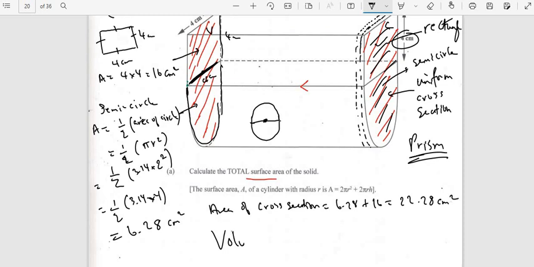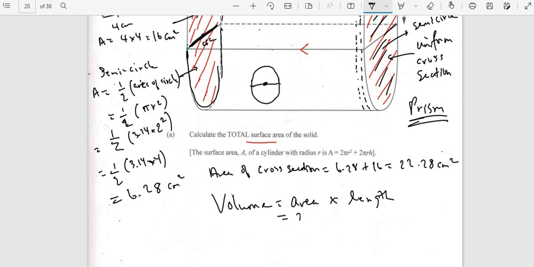And so the volume of the solid will be the area of the cross section multiplied by the length between both cross sections. The area of the cross section we got is 22.28 square centimeters, multiplied by the length between them, which is 12 centimeters. So let's put that in. 12 times 22.28 will give us 267.36 centimeters cubed. Now, area times length gives us volume.